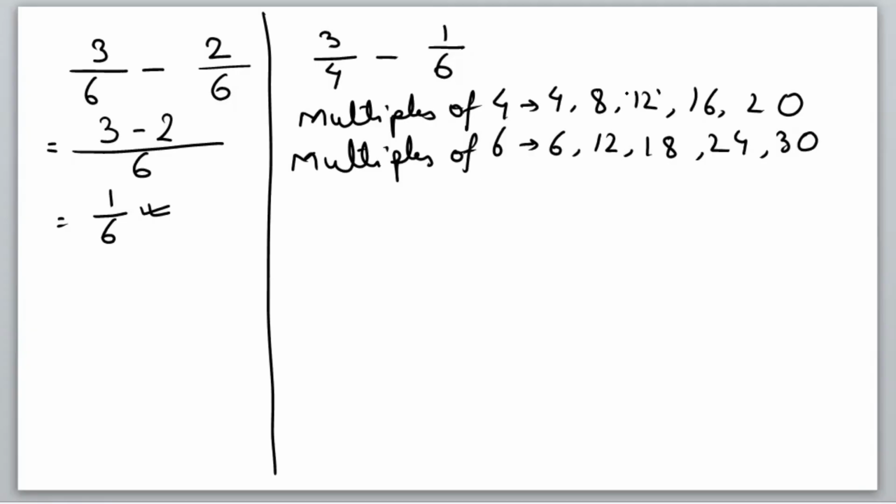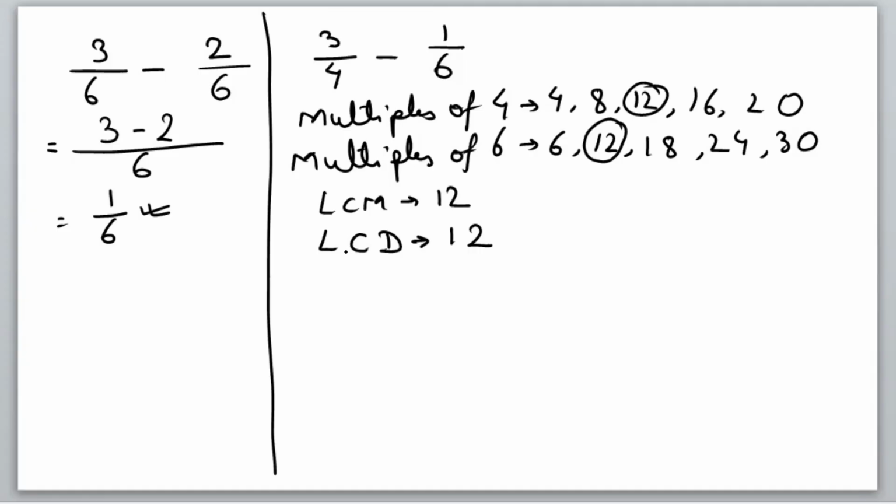Here it is 12 and here it is 12. 12 is common in both the multiples. It is the smallest common multiple. So our LCM will be 12 and our least common denominator will also be 12. Okay, least common denominator is 12.